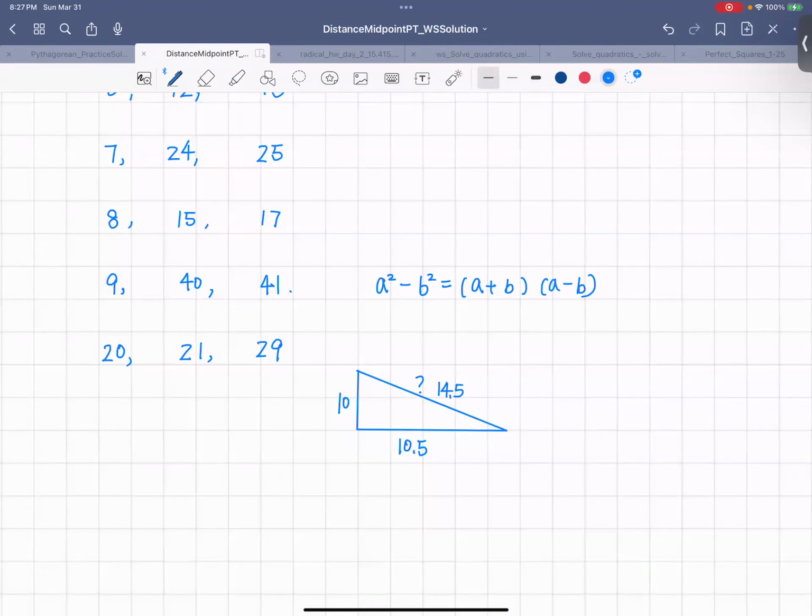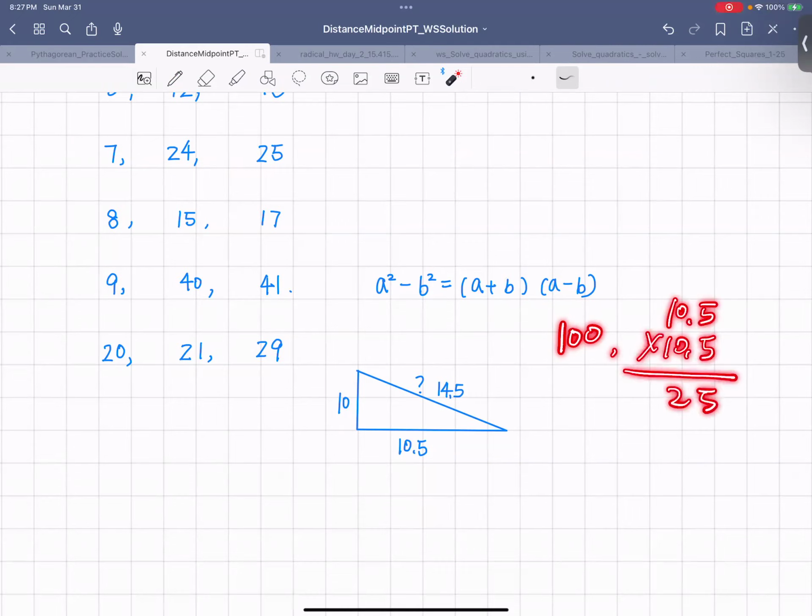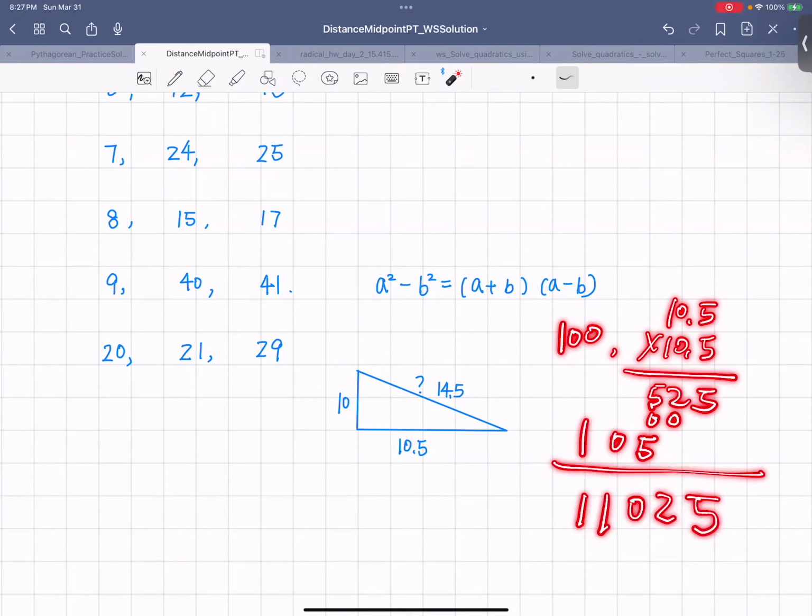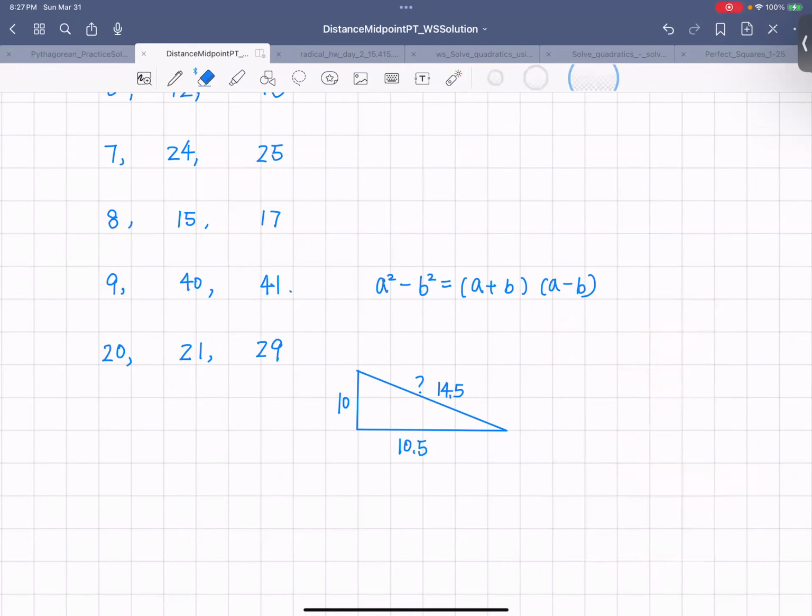People who don't know this say, oh, okay, 10 squared, 100, not too hard. Then 10.5 times 10.5, and then this is 25, this is 5, and then you skip this 0, and you do 5 here, and 1, 0 here, 1 here, and then you do 1, 1, 0, 2, 5. And you say, oh, I don't remember whose square is this. No, that's too slow.